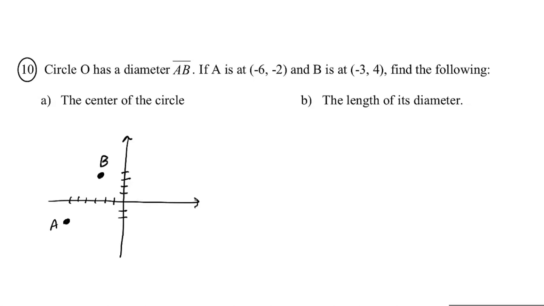Find the following, find the center of the circle. So it looks like our circle is going to look something like this. Give it my best shot of a circle there. And the diameter passes through the center of the circle. So I don't want you to eyeball it, but I want you to find the center of the circle somewhere around here. Looks like a donut. And then the length of the diameter. So the length of the segment AB.